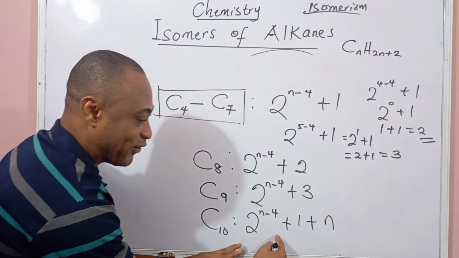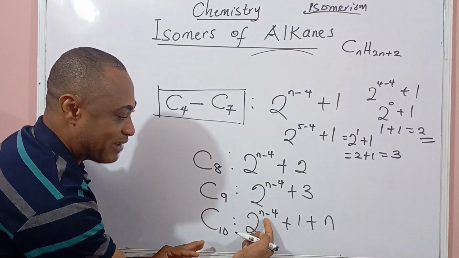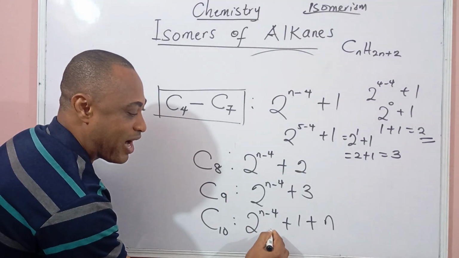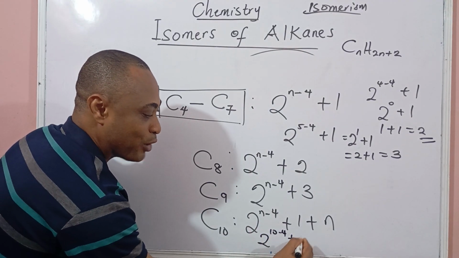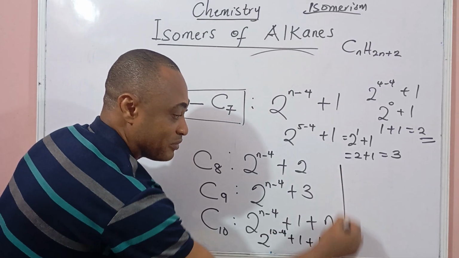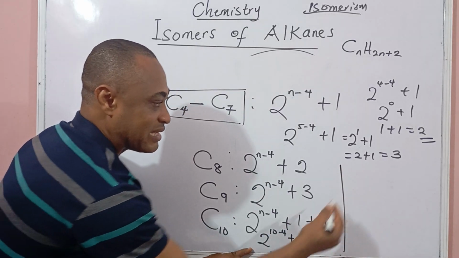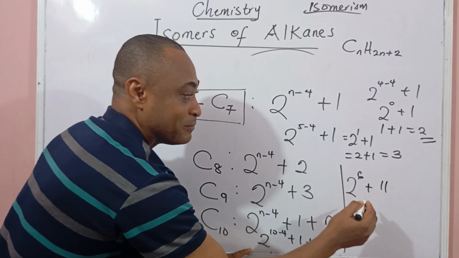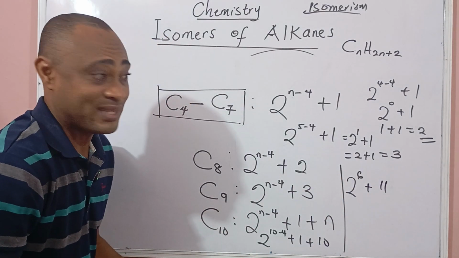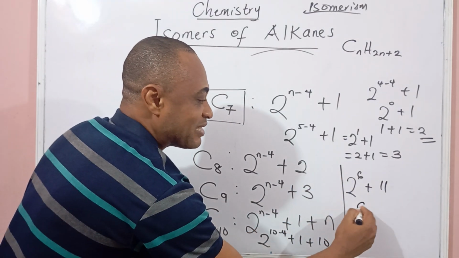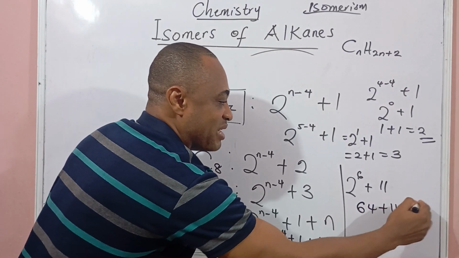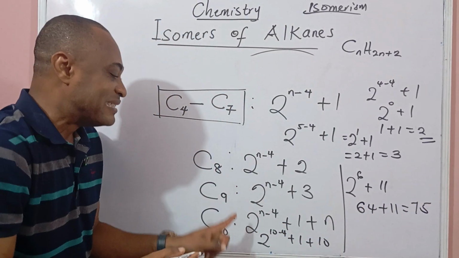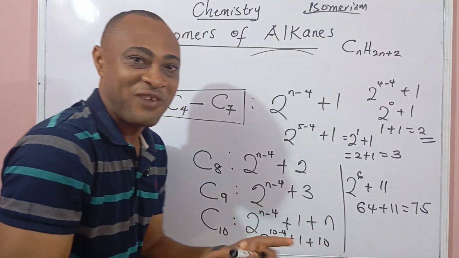Let me just show you this. For decane, if I place my n as 10, that will be 2^(10-4) + 1 + 10. Giving me what? 10 minus 4 is 6. That will be 2^6 + 11. And what is 2^6? 64, right? 64 plus 11 giving me 75. That means decane will have 75 isomers.